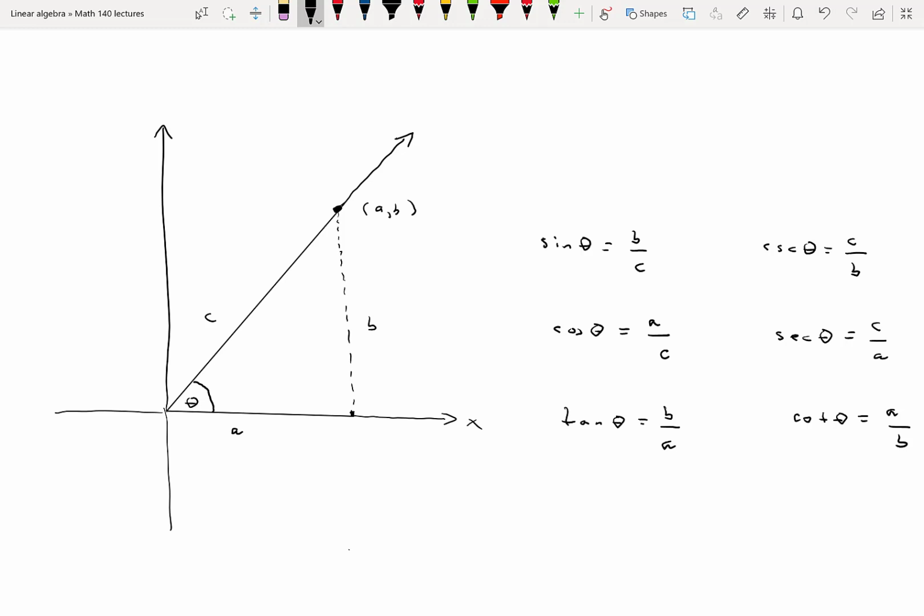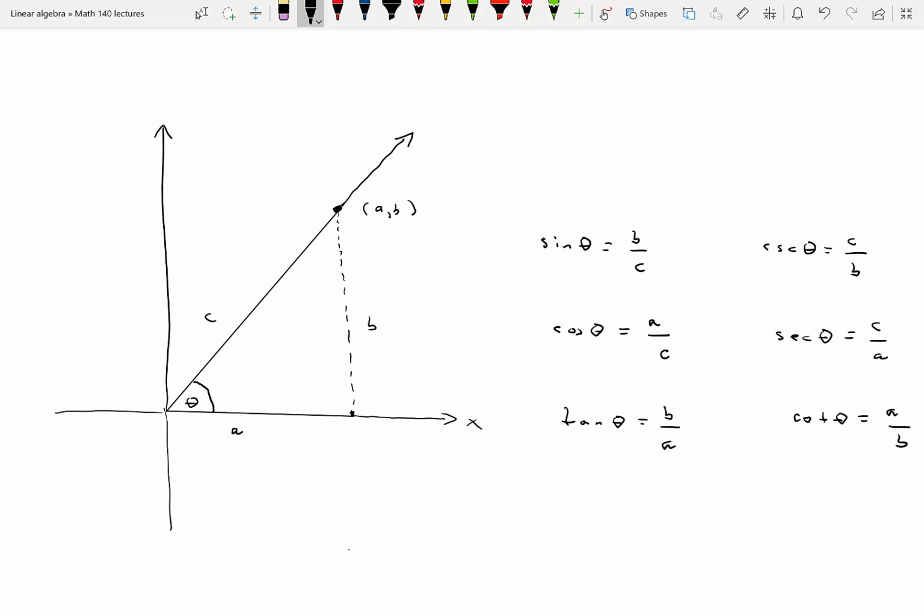And since A and B are coordinates of a point, I can let theta be equal to 0 or 90 degrees or 180 or whatever. Sometimes I lose the little virtual triangle altogether. If theta were 0, that means B shrinks down to 0, and we lose the triangle.